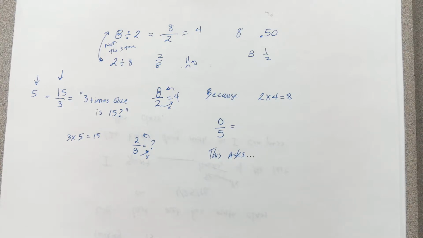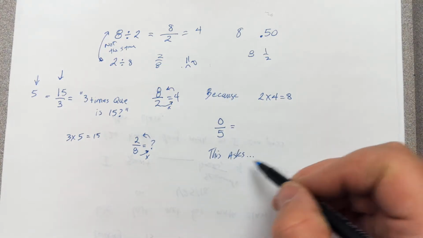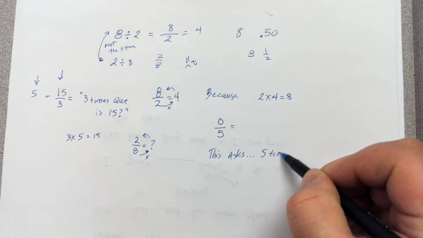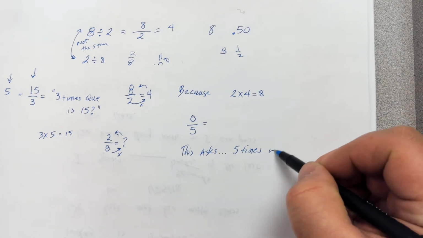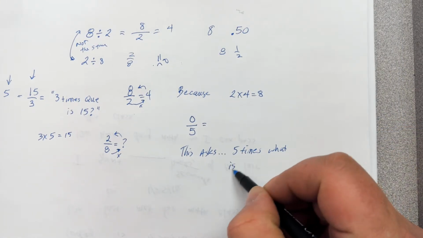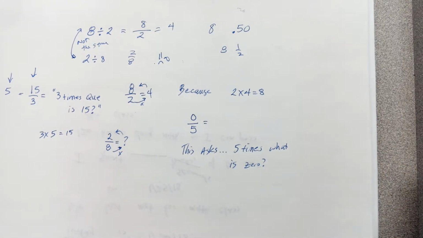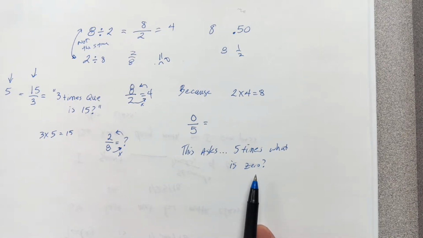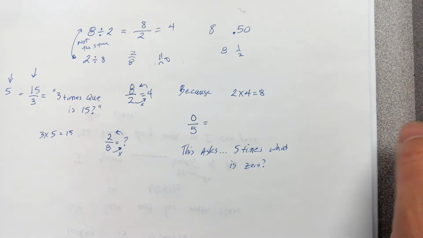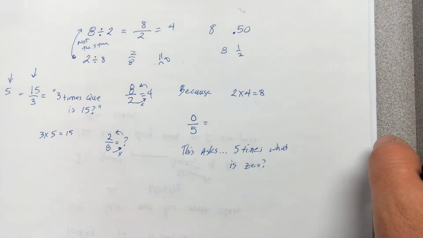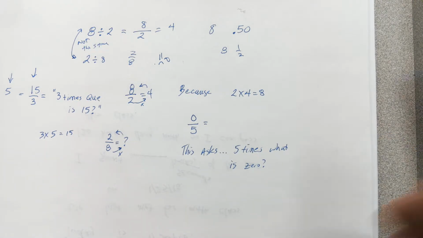Jackie said, this says 5 times what is 0? That's what this is asking. So when you're trying to simplify something like this, you're answering this question. Hey Jackie, 5 times what is 0? 5 times 0 is 0?